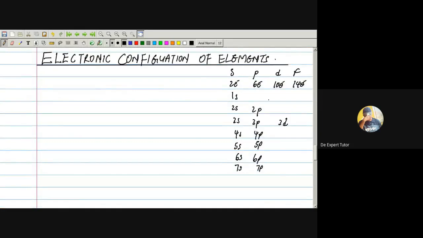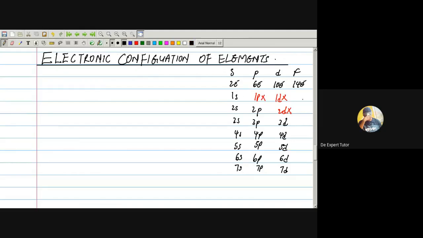Here I have 2p. D starts from 3d: 3d, 4d, 5d, 6d, 7d. Orbitals like 1p, 1d, 2d do not exist. These types of orbitals do not exist. Take note of that.